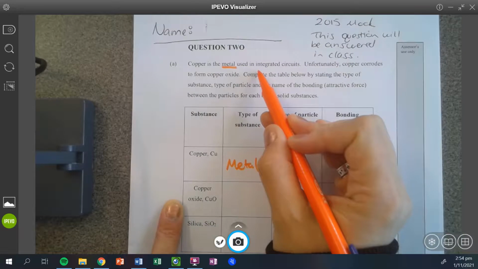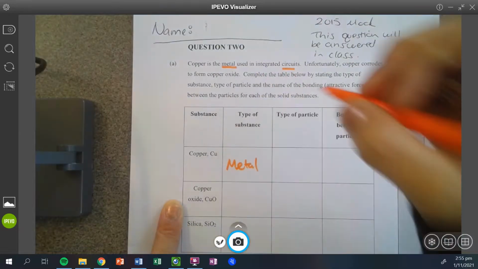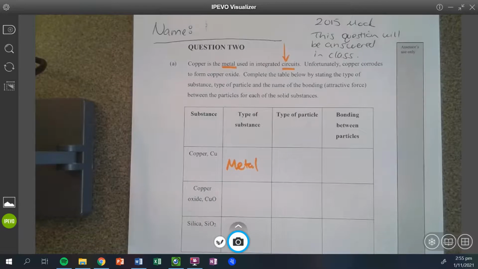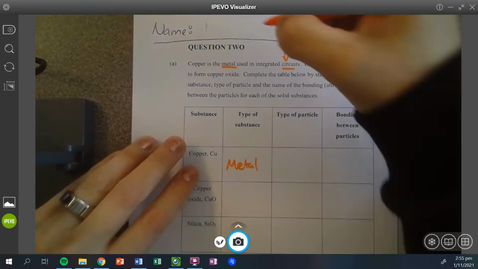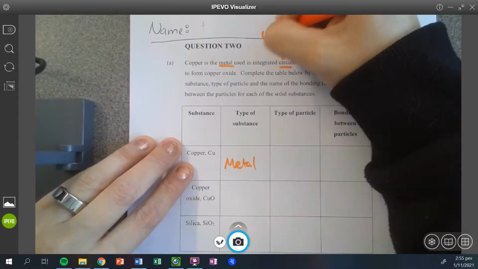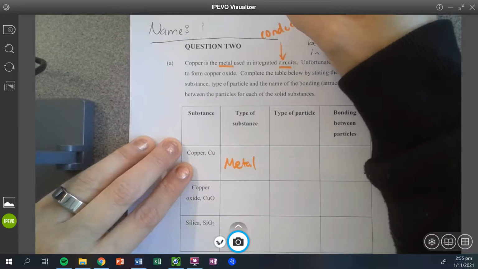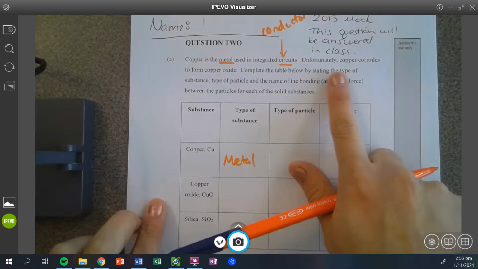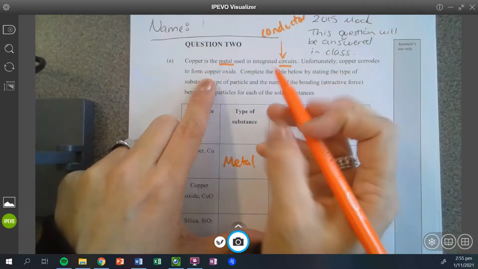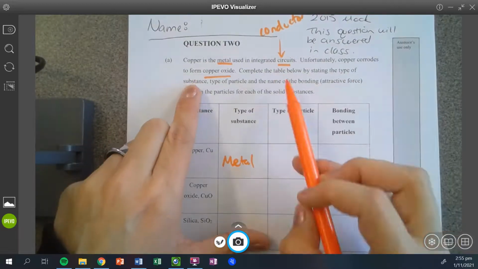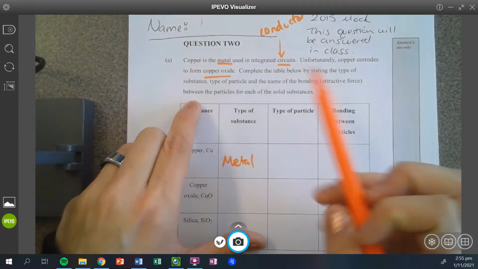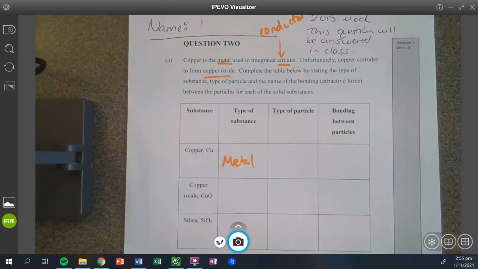It's used in circuits. The circuit thing is helpful to remind me, and I can use that as another hint. When I think about circuits, they're obviously electrical conductors, so that's something else I could note. So that paragraph there was actually really helpful. It's giving you 2 things that you can use later. Unfortunately, copper corrodes to form copper oxide. Complete the table below by stating the type of substance, types of particles, and name of the bonds between the particles for each type of solid substance.